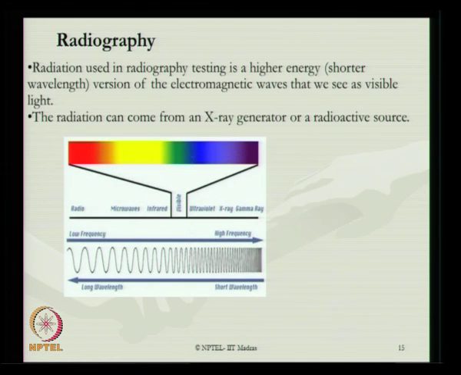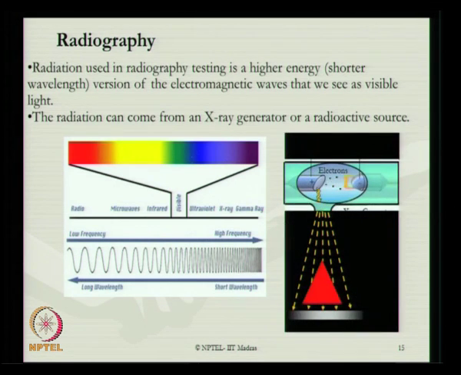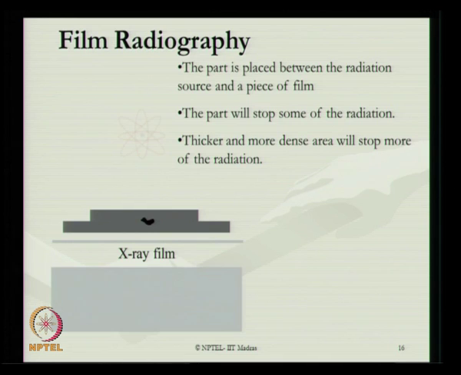evaluation is radiography. Radiation is used in radiography testing, which is nothing but higher energy, shorter wavelength electromagnetic waves compared to what we normally see as visible light. The radiation can come from an X-ray generator or any radioactive source. As you see in this picture, this is a very common physical phenomenon which is applied to generate the radioactive waves which can be used for damage detection.